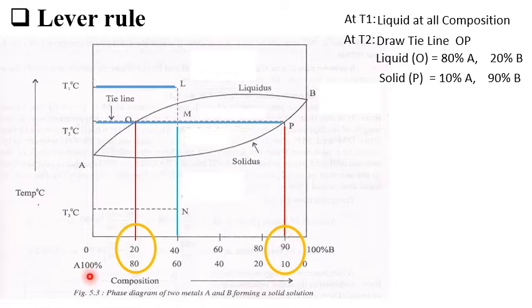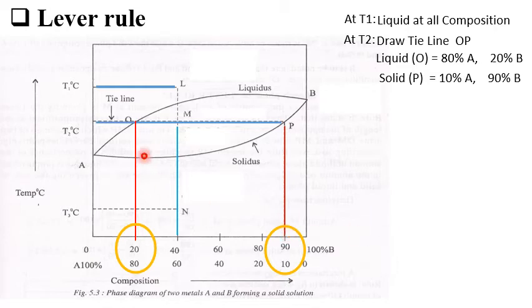So already we know to the left side we take 100% A and to the right we will take 100% B. Once we draw the tie line, we are going to concentrate only at the intersection of the liquidus and solidus lines. Once you take that vertical line downward, the point at which it intersects with the x-axis gives the composition of the liquid and the solid respectively. Okay, that is the composition.